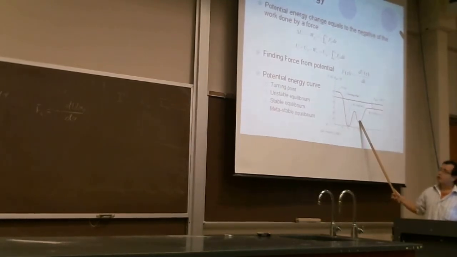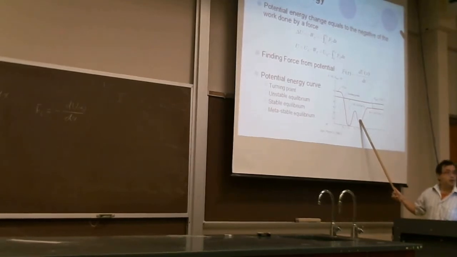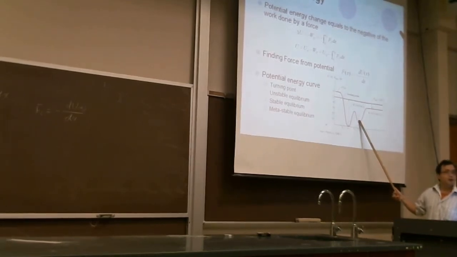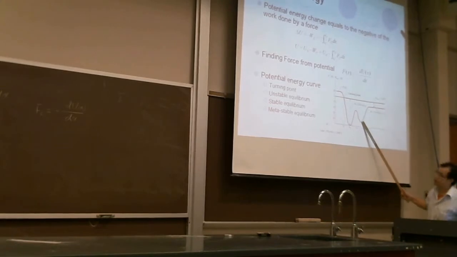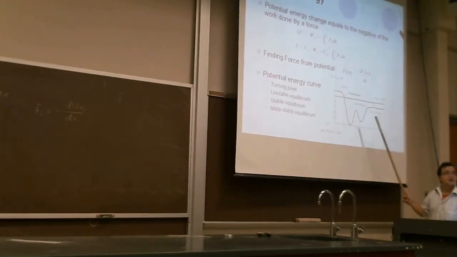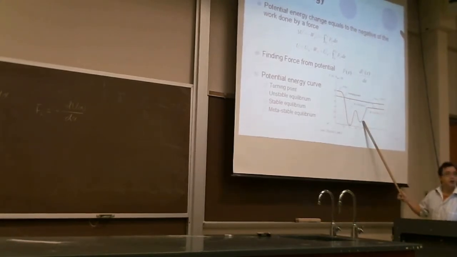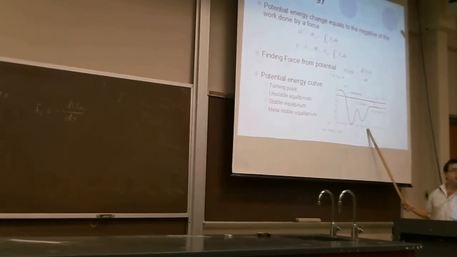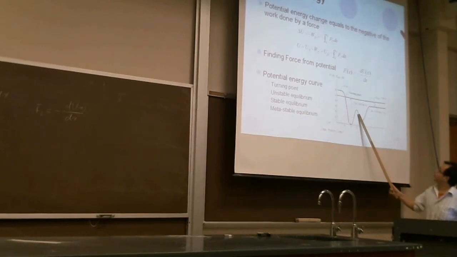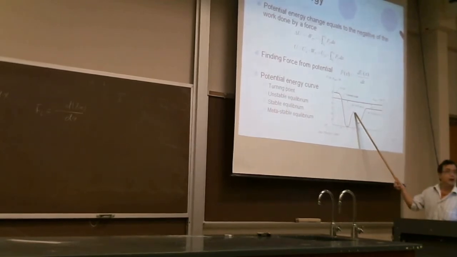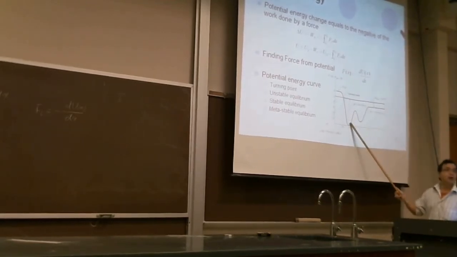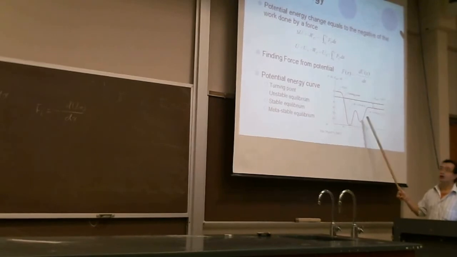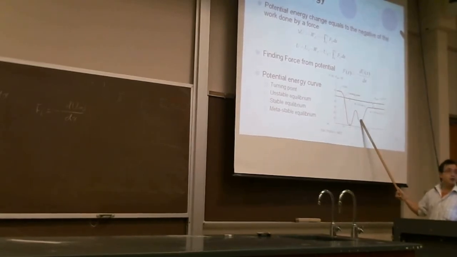This one is called the metastable equilibrium. What do we mean by the metastable equilibrium? So this is a minimum, a local minimum, but it's not the global minimum, right? So it can be stable here, but if you have a large enough perturbation, it can overcome this barrier and go to a more stable equilibrium. Okay, so this is called metastable.